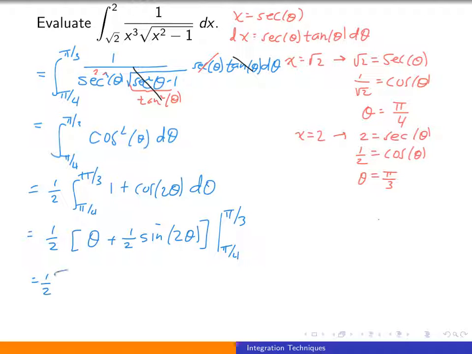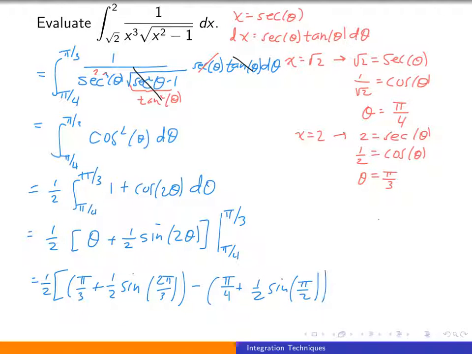So substituting in pi over 3, then we put a minus sign and we plug in pi over 4. So 1/2 sine of 2 times pi over 4 would simply be pi over 2. And keep in mind, whenever we're evaluating a function and we have this common value, we should go ahead and simplify. So recall that sine of 2 pi over 3 is the number root 3 over 2, and sine of pi over 2 is the number 1.